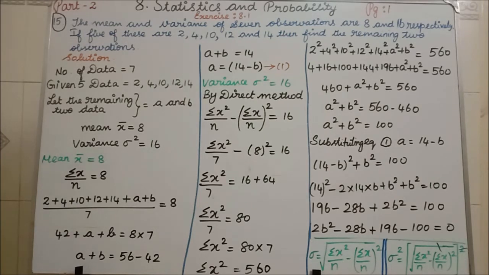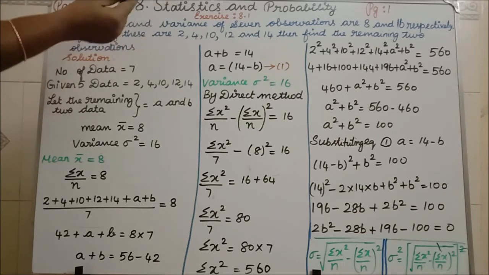Mean means how we will represent? x bar. Mean means the formula x bar is equal to summation x divided by n. That is the formula for mean. Variance means what? Variance is equal to sigma square. That is standard deviation the whole square. That is variance, sigma square. Variance means sigma square we will represent. Isn't it?